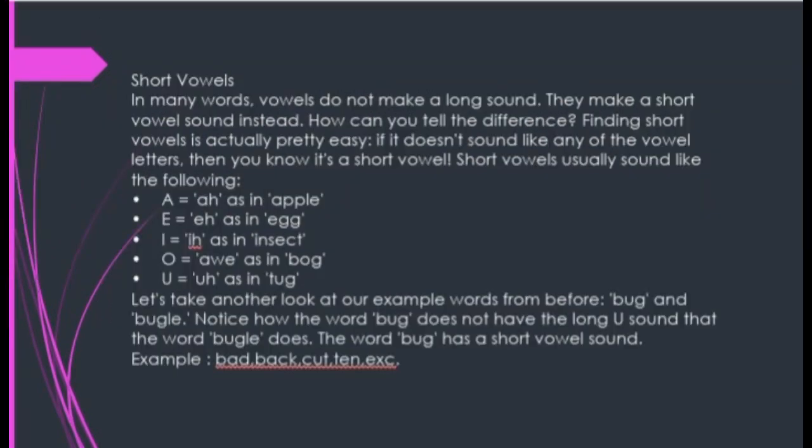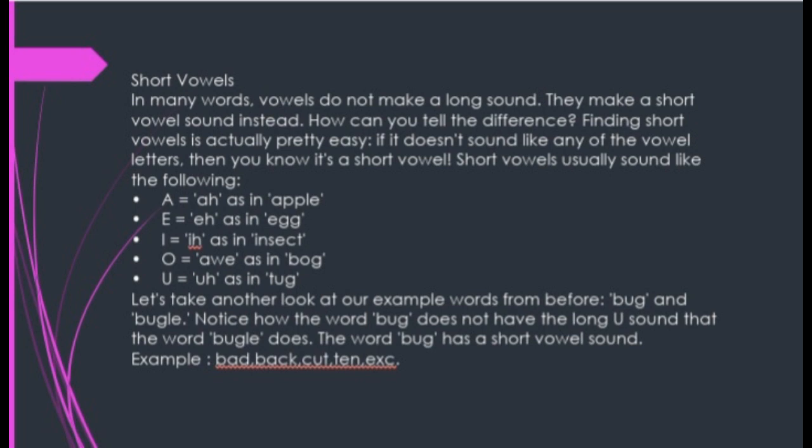And short vowels. In some words, vowels do not make a long sound. They make a short vowel sound instead. How can you tell the difference? Finding a short vowel is actually pretty easy. If it doesn't sound like the name of the vowel letter, then you know it's a short vowel.